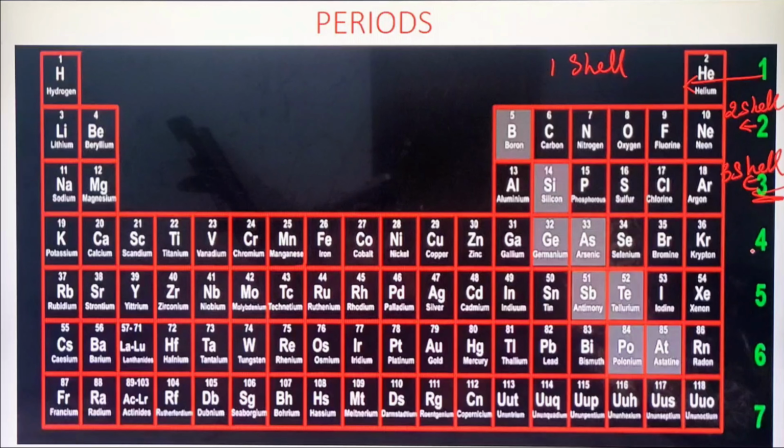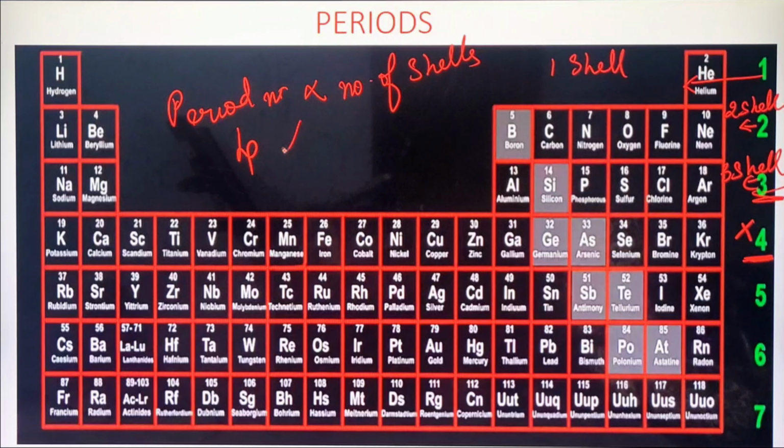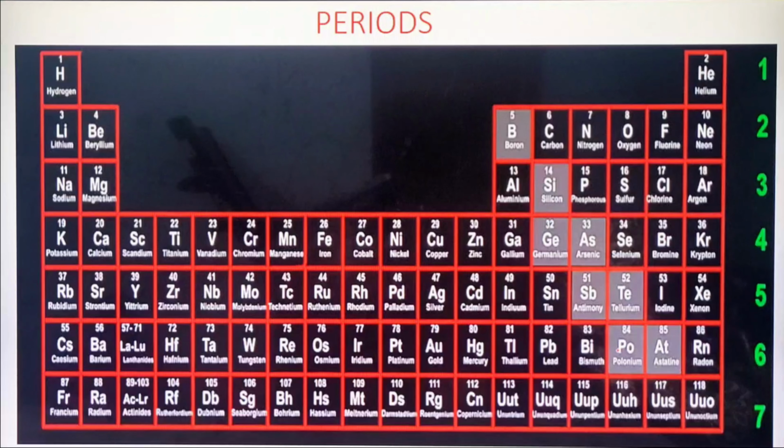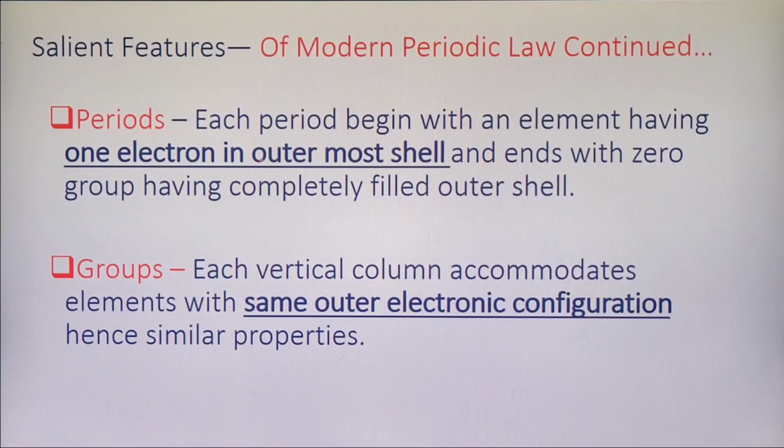So for example, if they ask you, an element X belongs to period number 4. Okay. So the moment you hear period number, just remember this statement. Period number is directly proportional to the number of shells. So can you tell me if the period number is 4, how many shells will be there? The number of shells also will be 4. If it belongs to period 5, how many shells, children? It will have 5 shells. Period number 6, it will have 6 shells. So please remember, the period number is going to give you the number of shells.